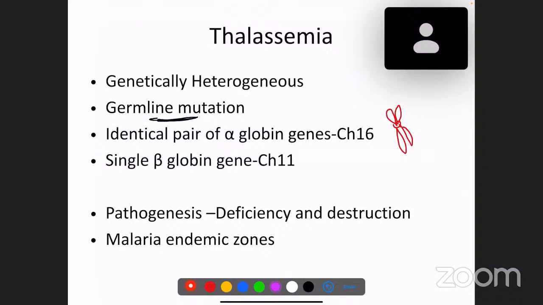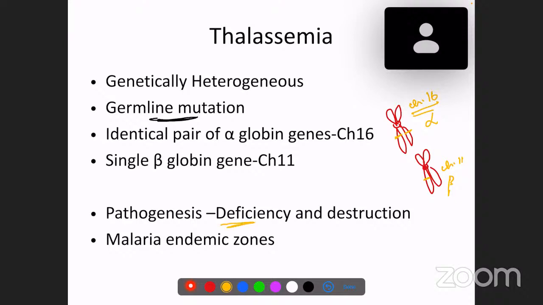So the alpha globin chain is like this. Identical pair on chromosome number 16, whereas on chromosome 11, the beta globin gene is in a single locus. So here it is, this is chromosome 11. This is alpha, this is beta globin gene. And coming to the pathogenesis, remember the pathogenesis in thalassemia is because of two things.